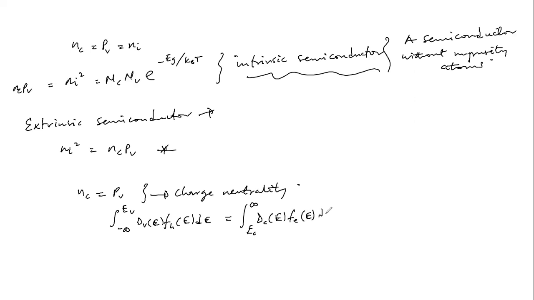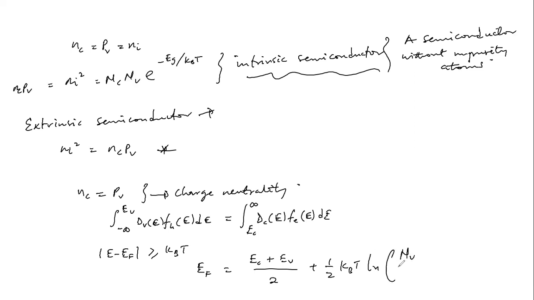The distribution of electrons, and then when the modulus of E minus the Fermi level is far greater than kT, then we have that the Fermi energy level is the same as the energy of the conduction band plus the energy of the valence band divided by 2, plus the thermal energy times the natural logarithm of the ratio of the effective densities. Hence, the Fermi level is dependent on the effective densities of states of the holes and the electrons.